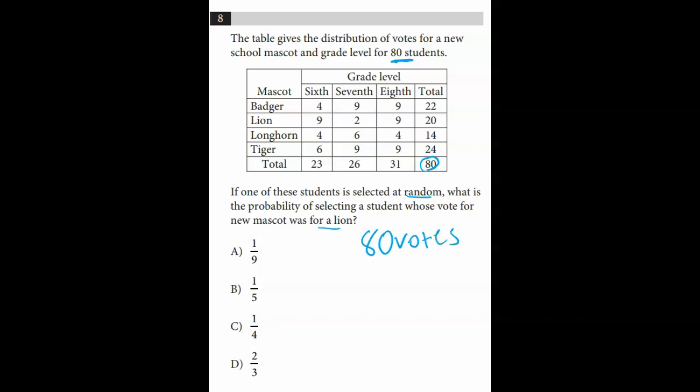And it's asking for probability of selecting a student who voted for a lion. So we don't have to look at 6th, 7th, or 8th grade. All we have to see is the total number of votes for a lion, which we see here is 20. So if 20 votes were for a lion, out of 80 votes total, what is the probability? Well, now we just need to simplify. So clearly, that's going to be 2 over 8. There's going to be a 1/4. So there's a 25% chance, or 1 out of 4 people voted for a lion, and so that's the likelihood we're going to be able to choose a student who voted for a lion out of the entire pool. So C is the correct answer choice for number 8.